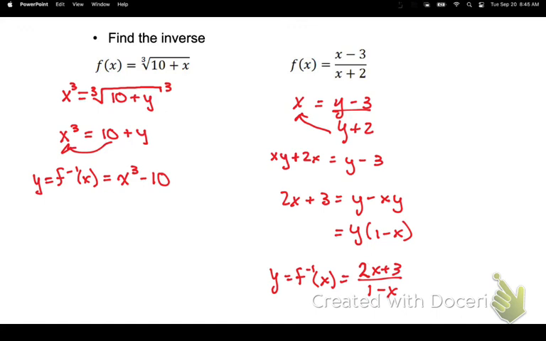Wait, how do you get y equals xy plus 2x plus 3? How do you get 2x? You have to distribute. So I get 2 y's on one side. If I have 2 y's and I want 1 y, I can factor out a y, can't I? Yeah. So then I can divide by the x minus 1. So I have 2x plus 3 over x minus 1.